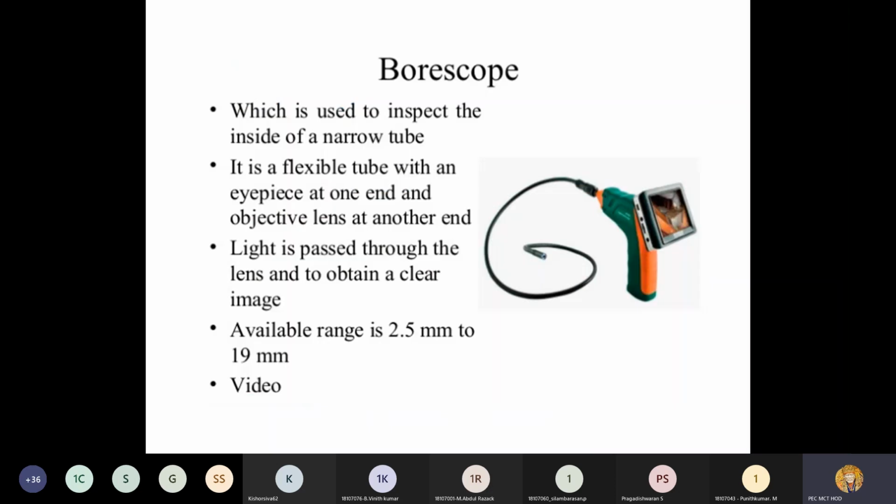This is some description of this borescope. It is used to inspect the inside of a narrow tube.